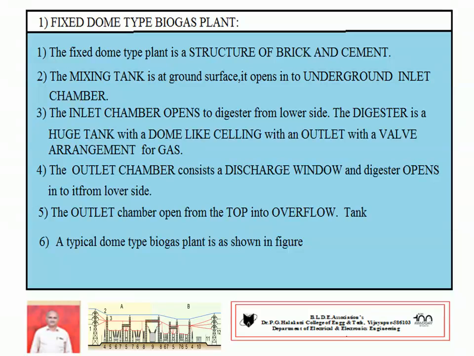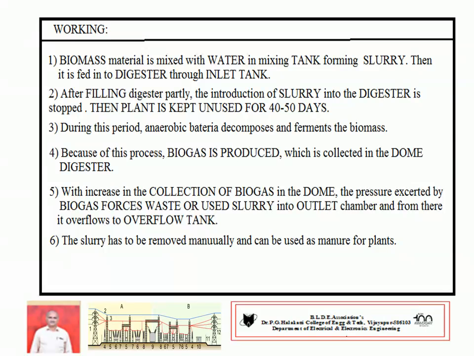The outlet chamber consists of a discharge window, and the digester opens into it on the lower side. The outlet chamber opens from the top into the overflow tank. This overflow tank is also available near the ground surface. So how does it work? This is the main construction, which we have already discussed.